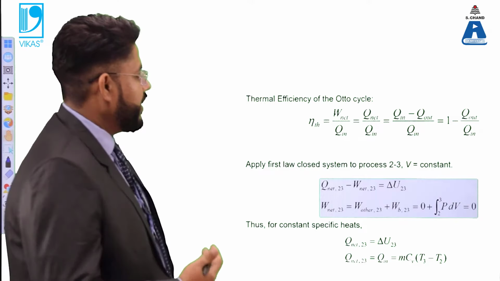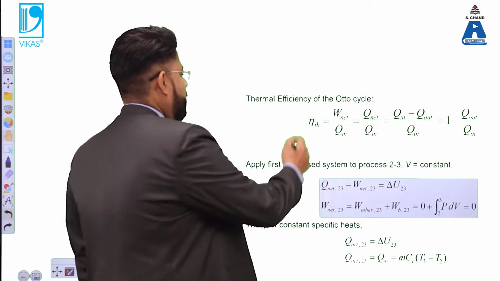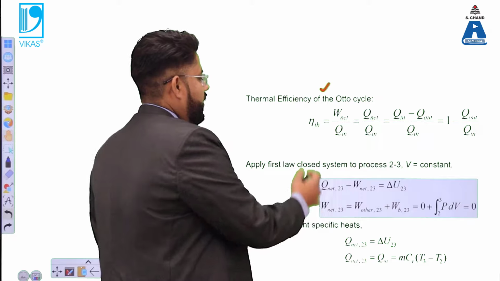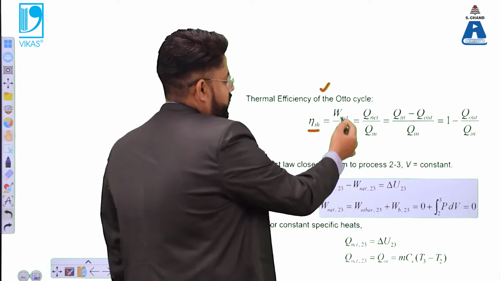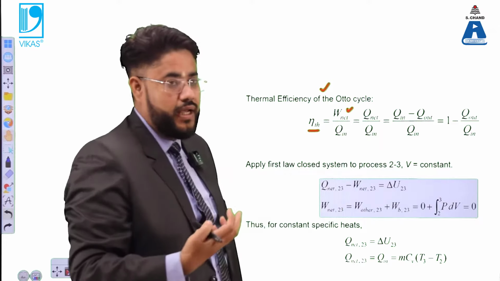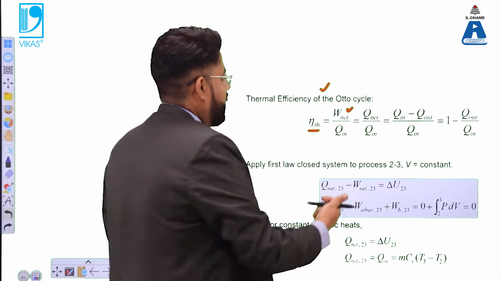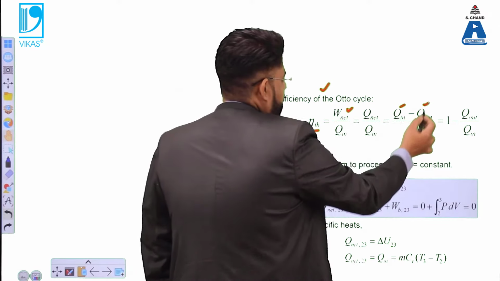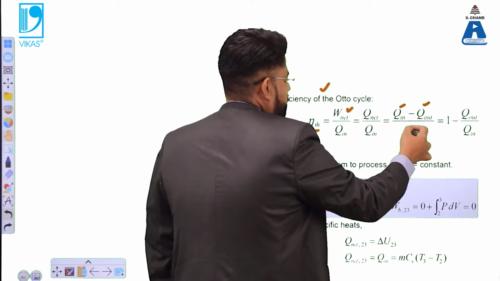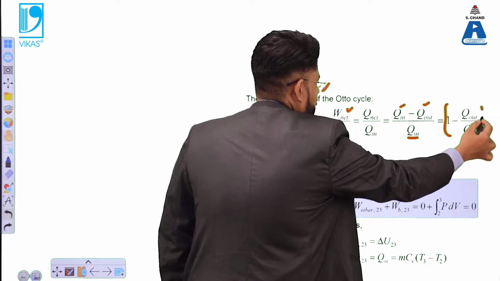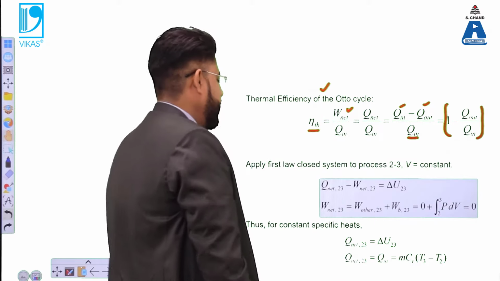Now we need to derive an expression for the thermal efficiency of this Otto cycle. Efficiency is particularly related to the output over the input. So output is what we are getting and input is what we are supplying. So this would be Q input minus Q output over Q input. Whenever this simplifies, it leads to this particular representation.